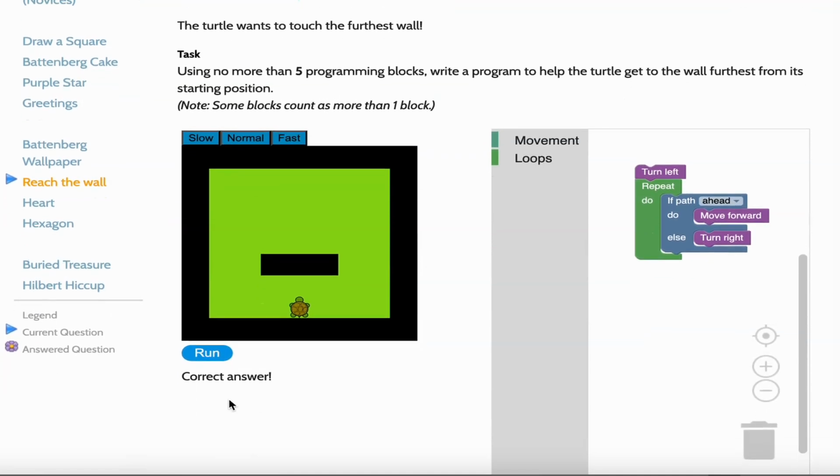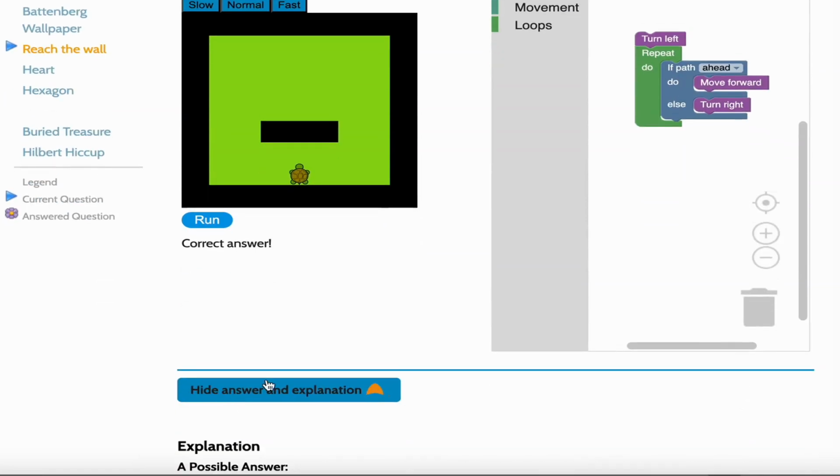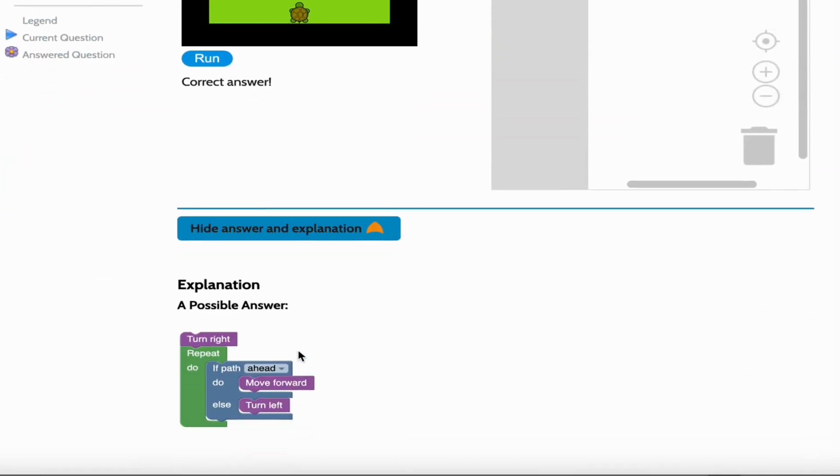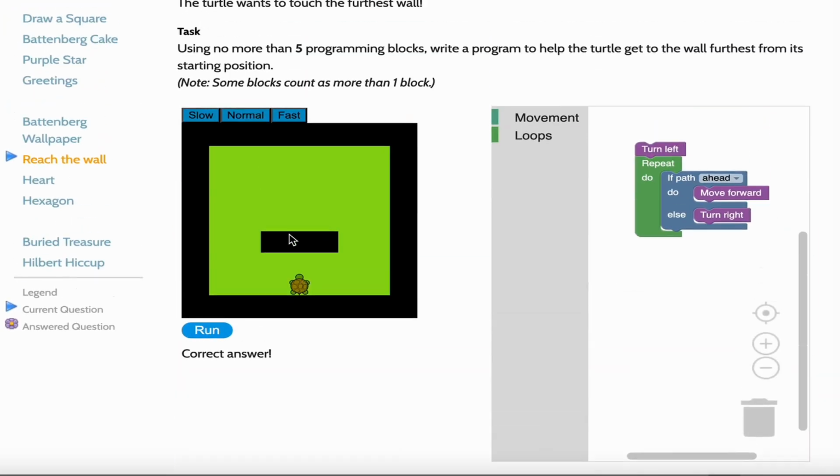Let's have a look at possible answers. So as you can see here, we've essentially got exactly the same answers to what we've done, except our turn right and turn left blocks are in the opposite place. This is because, as I explained previously, there are multiple ways of solving this question, and in particular, there's 2 ways that the turtle can turn in order to successfully still reach the final goal, which is the furthest wall away from it. So we can also emulate this same answer.